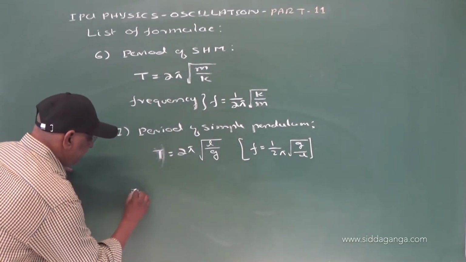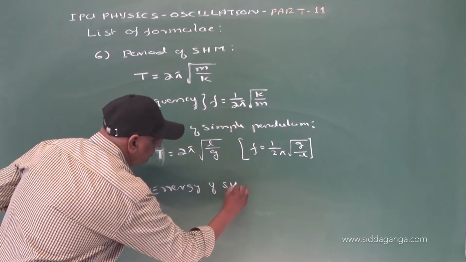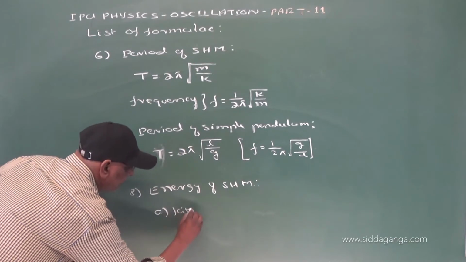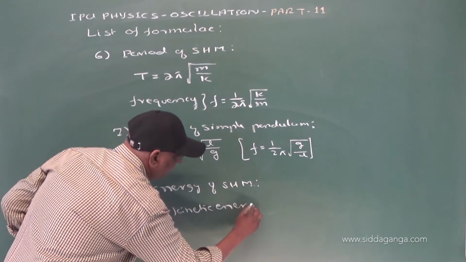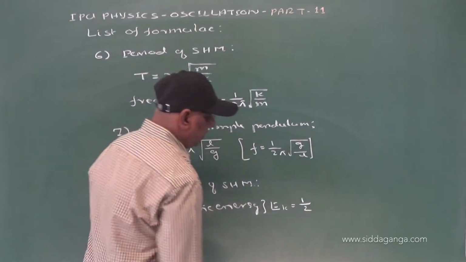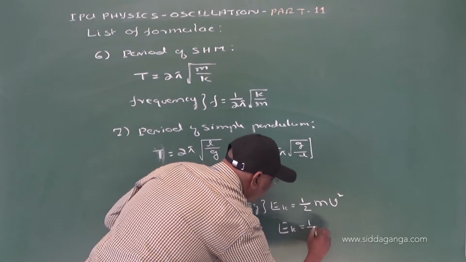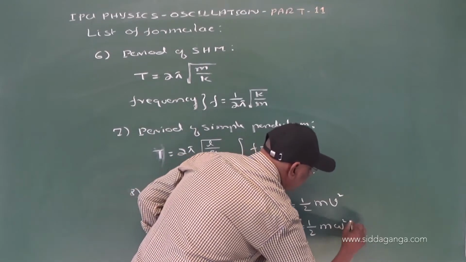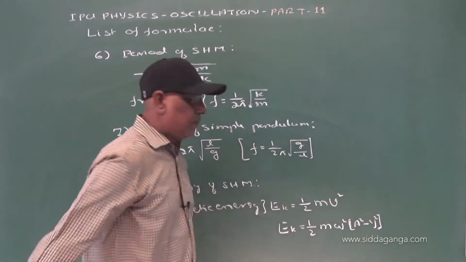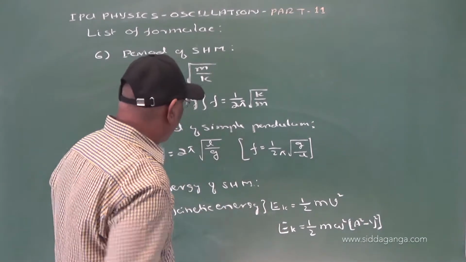Now the eighth one, energy of simple harmonic motion. A, kinetic energy, Ek is equal to half m v square, or Ek is equal to half m omega square into (a square minus y square). It is the kinetic energy of simple harmonic motion.